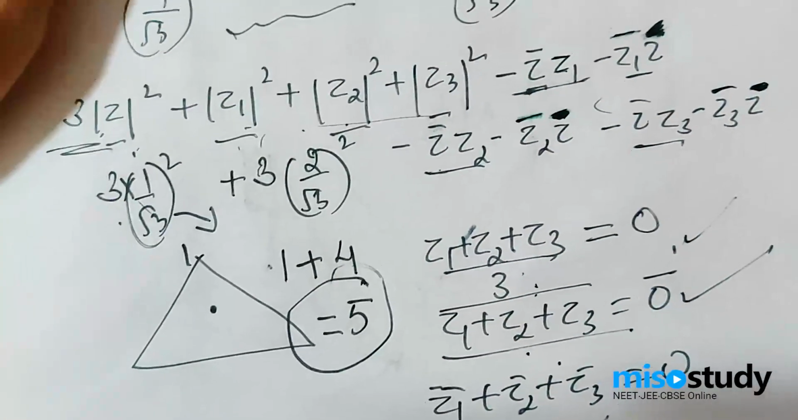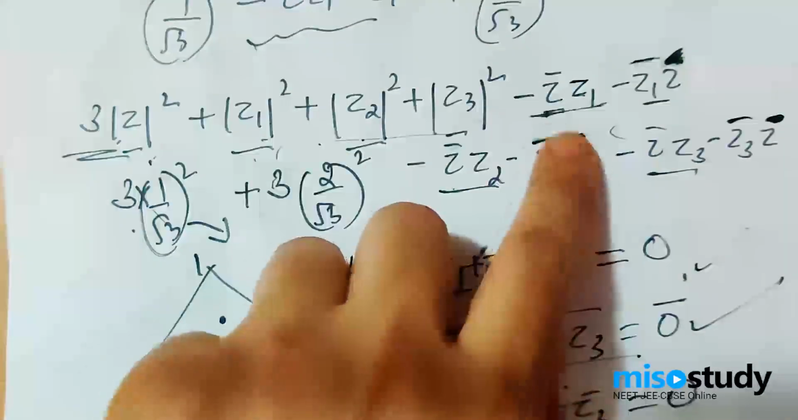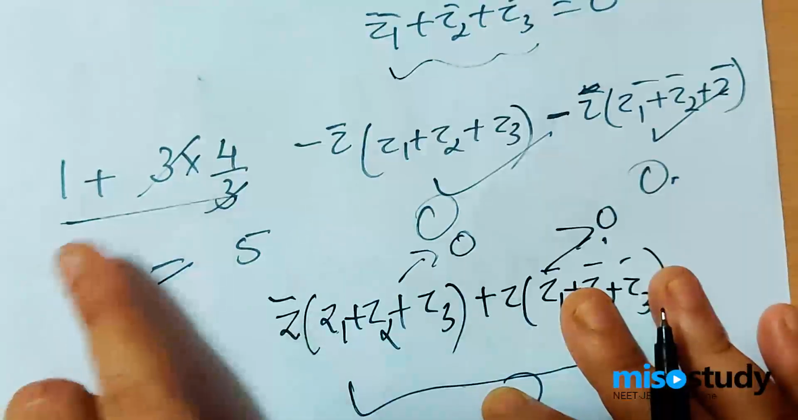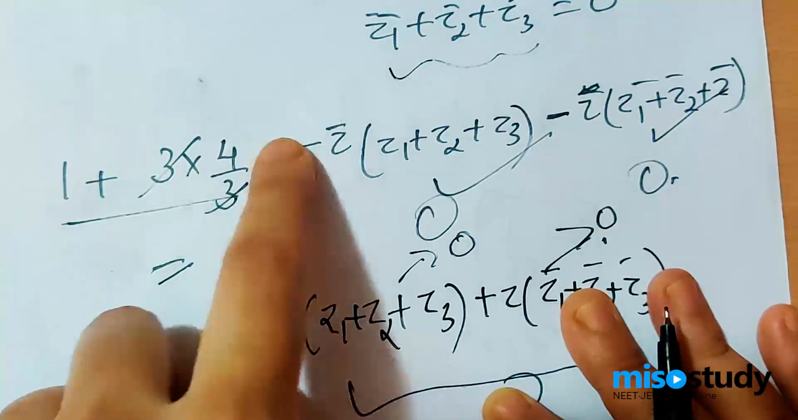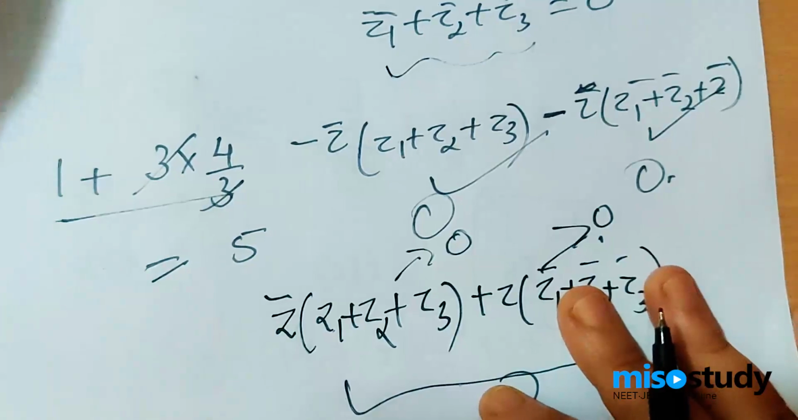Now that we have all the values, we just need to put all of them in. So over here, the expression will turn out to be 0. I'm showing you the expression. This expression turned out to be 0. This was 1 plus 4, that is 5. So the answer to this particular question came out to be 5.